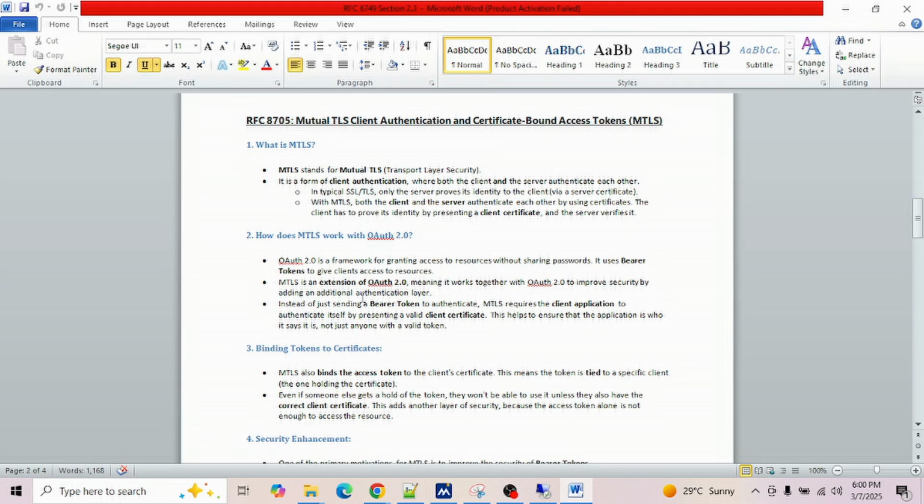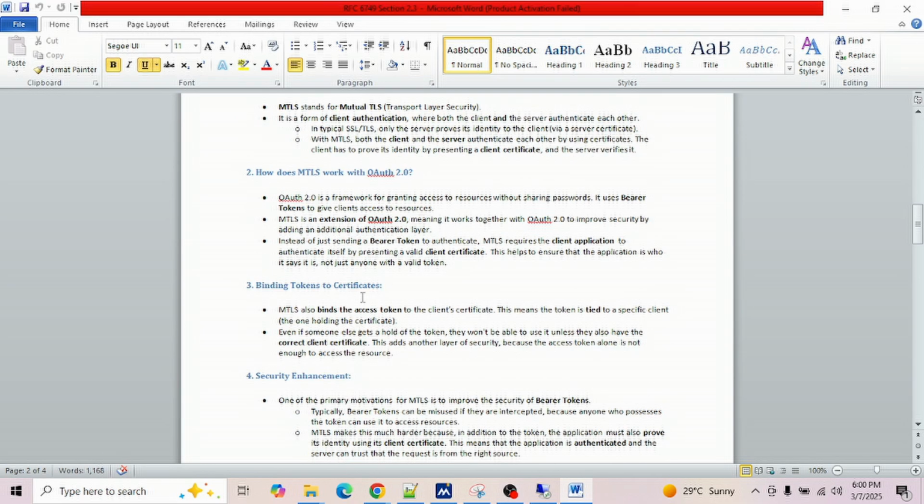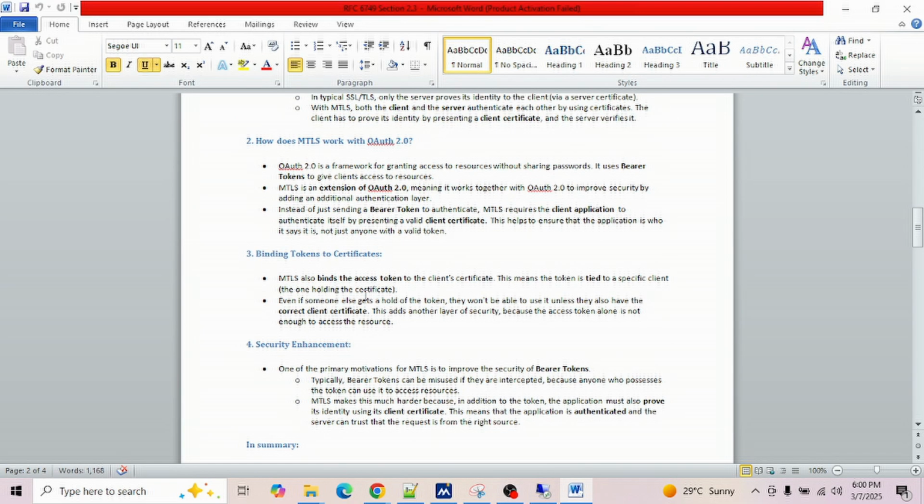So how does MTLS work with OAuth 2.0? OAuth 2.0 is a framework for granting access to resources without sharing passwords. That we already know. It uses a bearer token to give the client access to resources. Now, MTLS is an extension of OAuth 2.0, meaning it works together with OAuth 2.0 to improve security by adding an additional authentication layer.